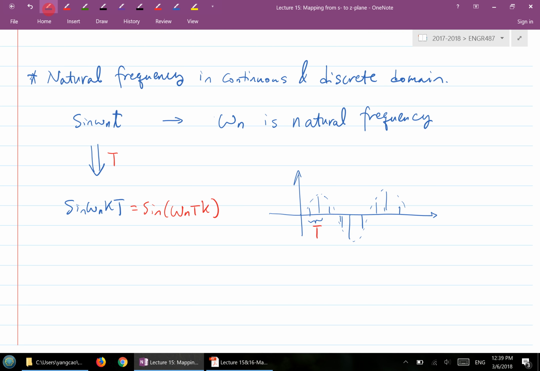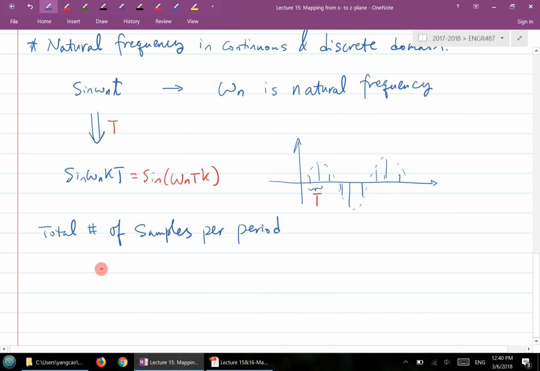Now, the first concept is: what's the total number of samples per period? If you look at this curve, it goes up and goes down and then back again. That's called one period. Within this one period, how many samples are there? Let's call the total number capital N. How can we calculate it?